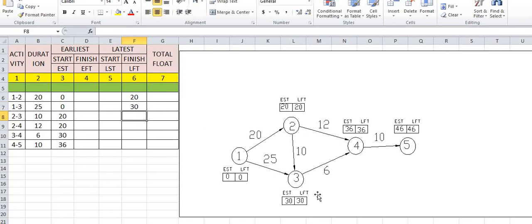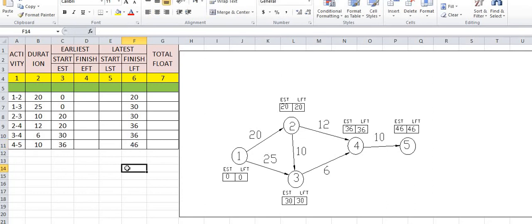2 to 3, 3 is nothing but 30. What is 2 to 4? 4 is nothing but 36, the end point is 36. For 3 to 4, the 4 LFT is nothing but again 36. 4 to 5, 5 LFT is nothing but 46.